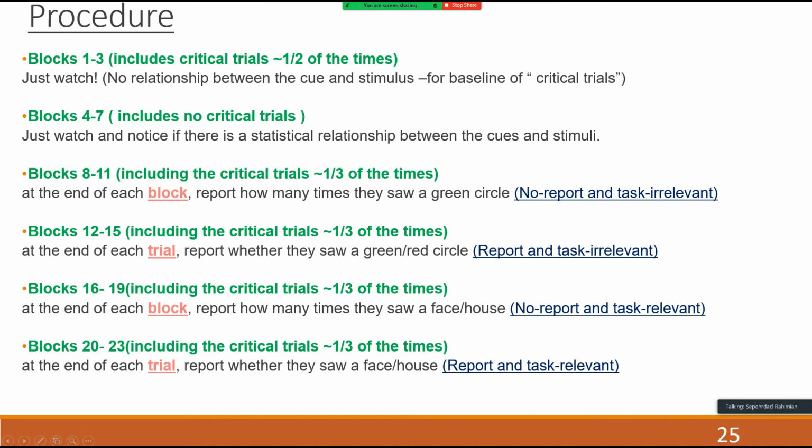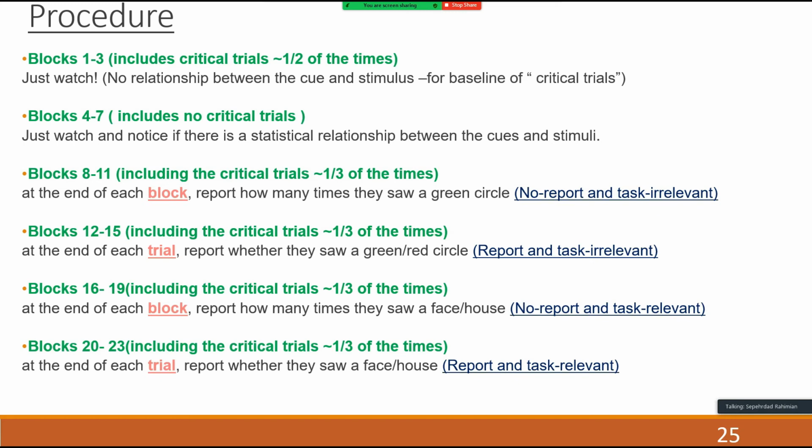And here is when I introduce a statistical relationship, and it could go something like this. If what you saw was a face, then it's going to be a red circle, and if what you saw was a house, then it's going to be a green circle, or vice versa. It could be counterbalanced. What's important is that I don't need any critical trials here because I'm going to train subjects on that. So for 4 blocks, they're going to be seeing a face followed by a red circle, and a house followed by a green circle.